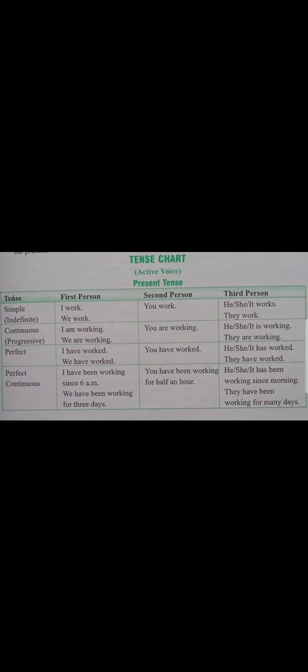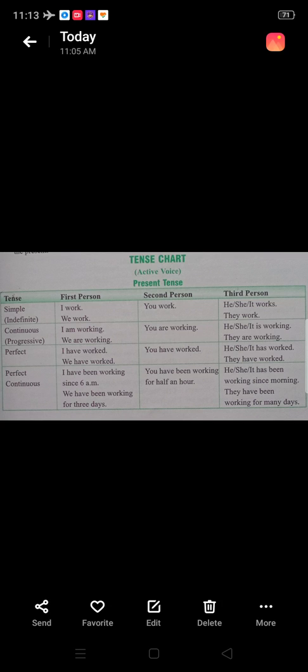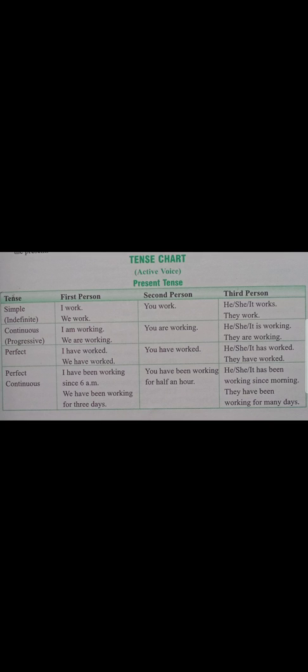Okay. Now look at the tense chart. In present tense, if I am talking of simple indefinite in first person, I and we come. So first person in simple present is: I work or we work. Here work is the first form of the verb which is being used. When we are talking of second person, it becomes you work, because you only comes in second person. But in third person, he, she, it, they generally come, and with it in simple indefinite only first form is used. Here it is works.